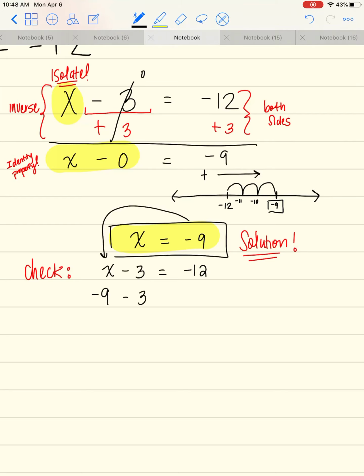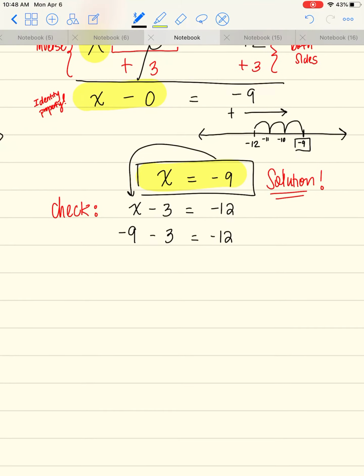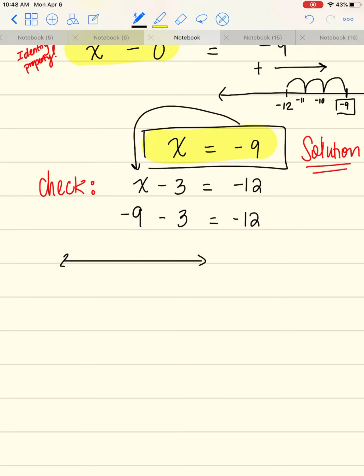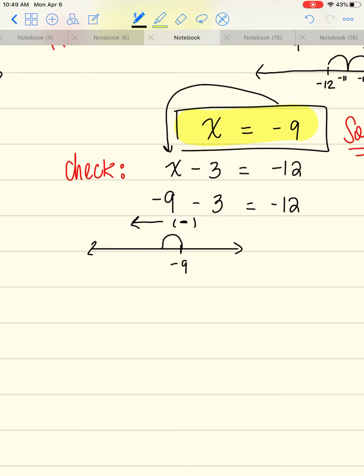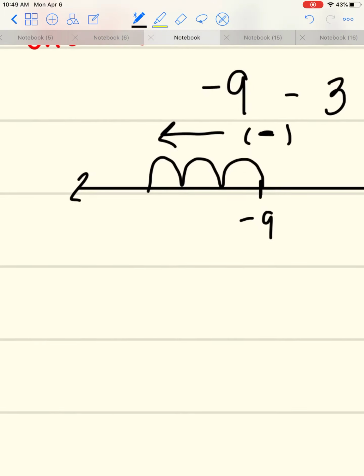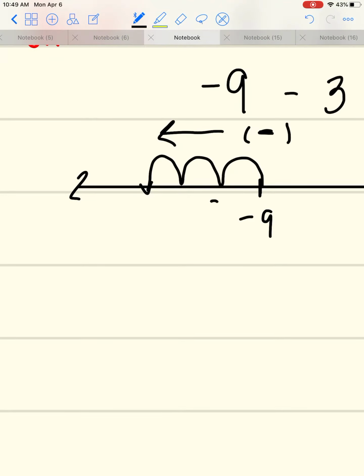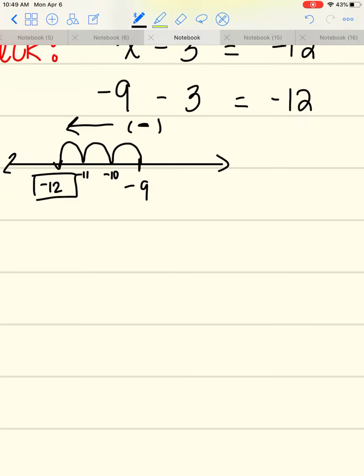So now it's negative 9 take away 3 equals negative 12. Well, let's prove that negative 9 take away 3 is indeed negative 12, by using a number line. So now you're starting at negative 9. You're subtracting. When you subtract, you decrease in value. So you go towards the left. Subtracting, going towards the left. How many units? We go 3 units. That's 1, 2, 3. We're right here. This is negative 10, negative 11, and negative 12. So now we have negative 12 is equal to negative 12.